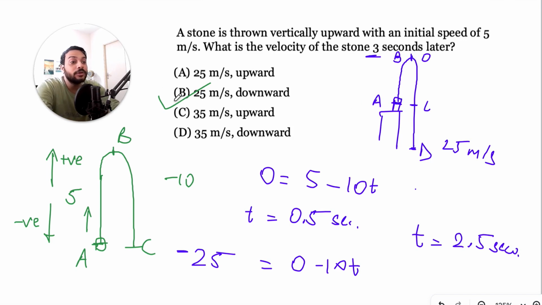Okay, so I took this much time for this question just to explain to you how this would be possible, like how would you visualize this whole scenario. Otherwise the answer is pretty straightforward. It's option B. Okay, let's move on to the next question.